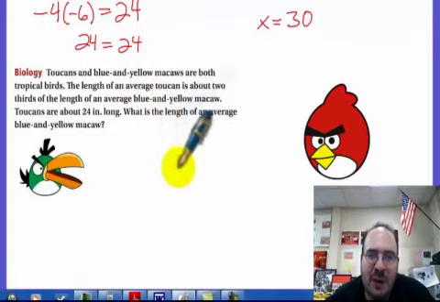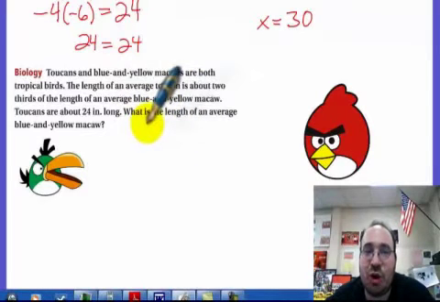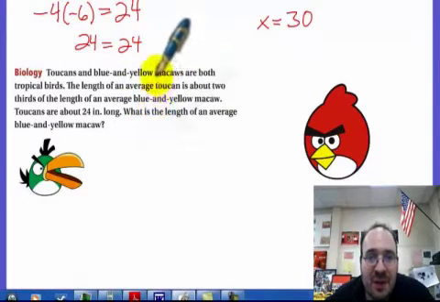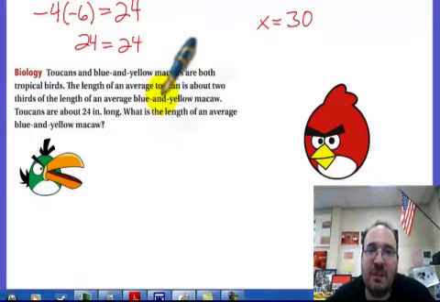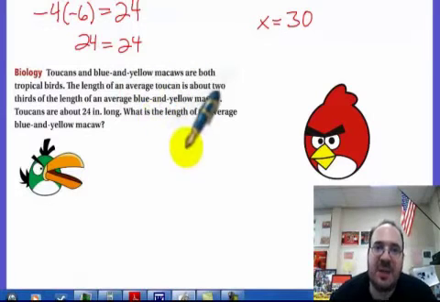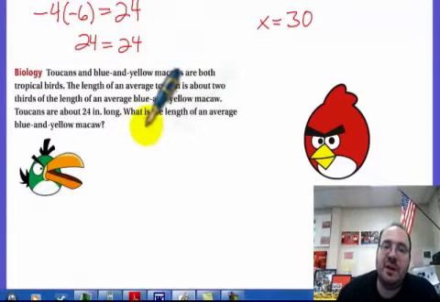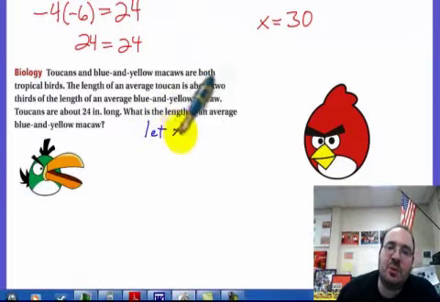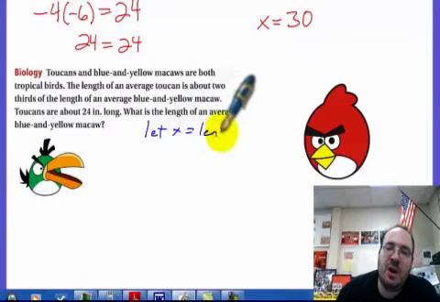Well, let's try to figure out which one of these is discussed in terms of the other. So it says the toucan is 2/3 the length of the macaw. So if we knew the length of the macaw, 2/3 of that length would be the toucan. So I think we need to know the length of the macaw first. So I will say let x equal the length of the macaw.